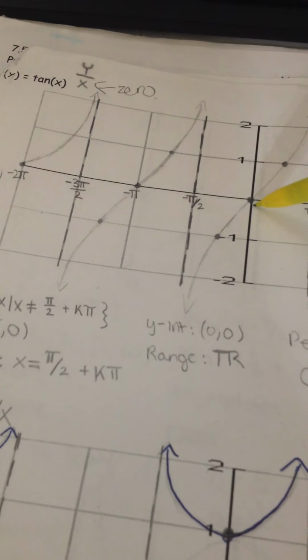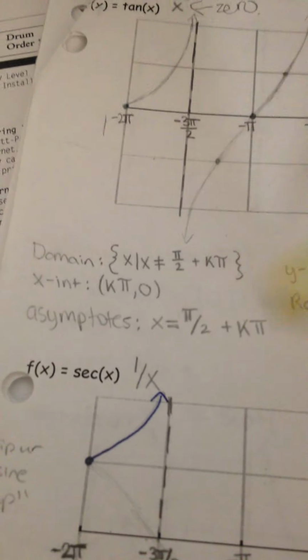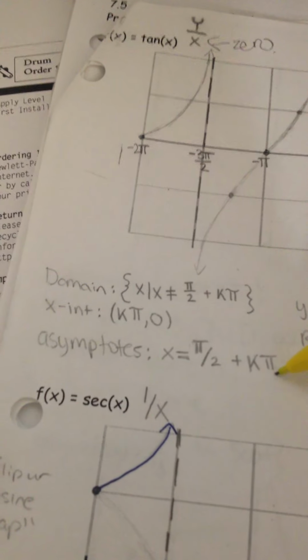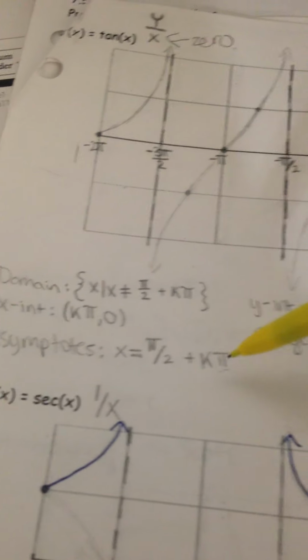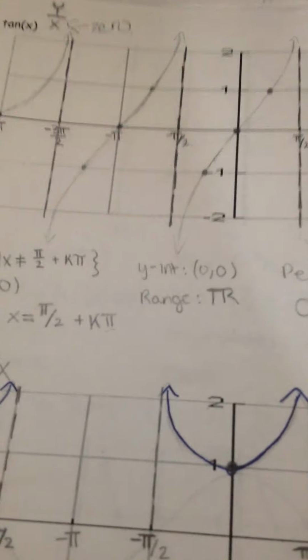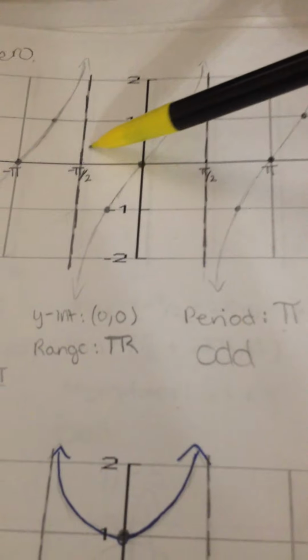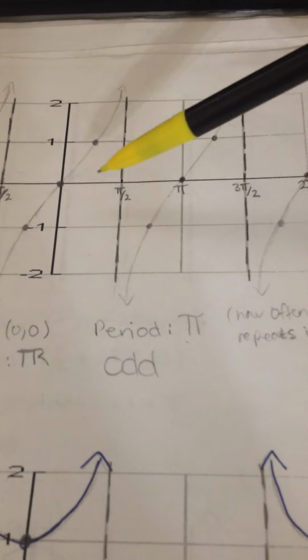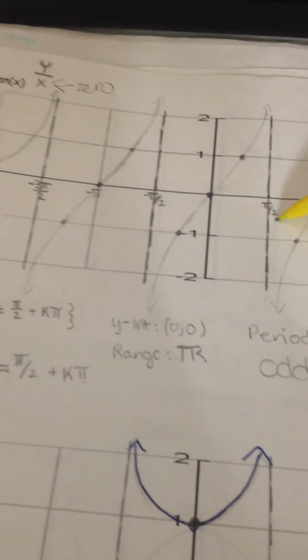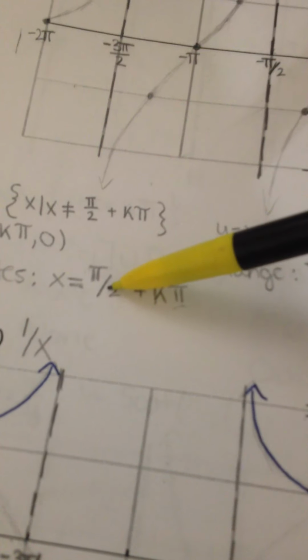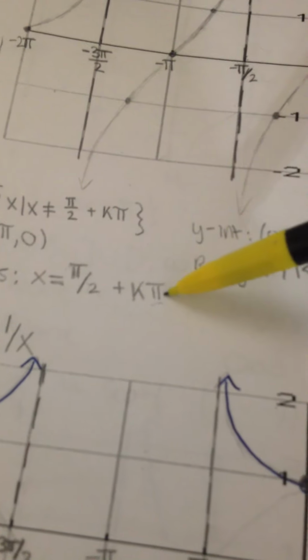Y-intercept is at 0, 0. Range, now the range is all reals. Okay, and then on these, you have to write what the asymptote is. So remember, we like positive values instead of negative ones. So instead of using negative pi over 2, we use pi over 2. And then that's going to repeat, so it's at pi over 2, and it's going to repeat every pi k. K just means it repeats.